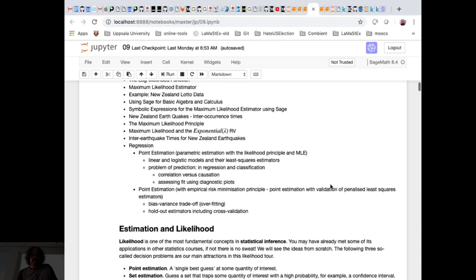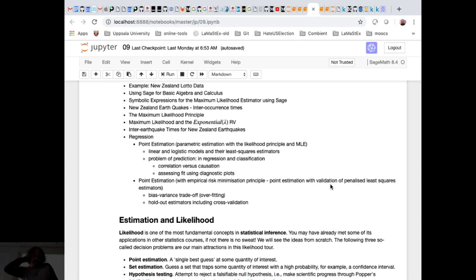And then, yeah, I need a few hours for this. I have a lot of content on regression, but I'm trying to embed them in a nice way. So we'll probably see point estimation, which is an important idea. Point estimation and set estimation are the main types, right?